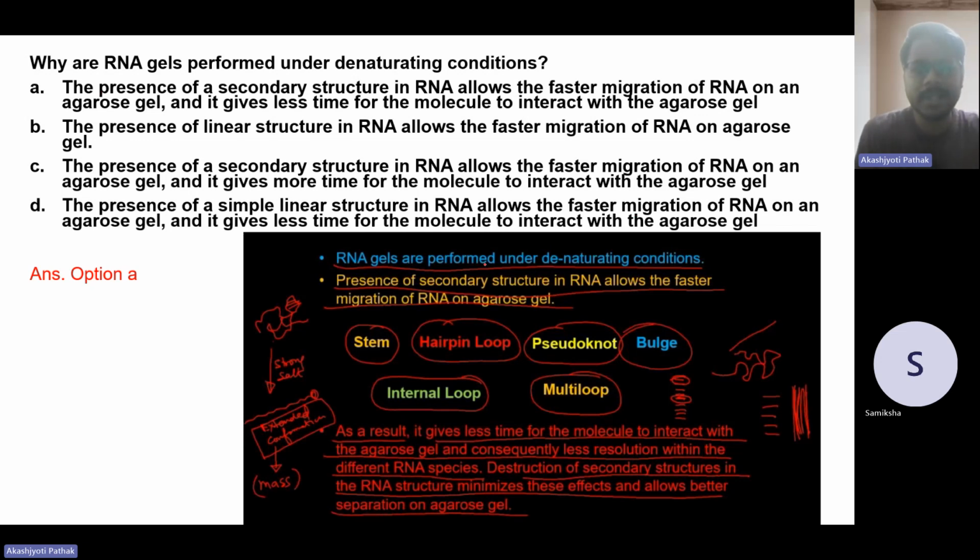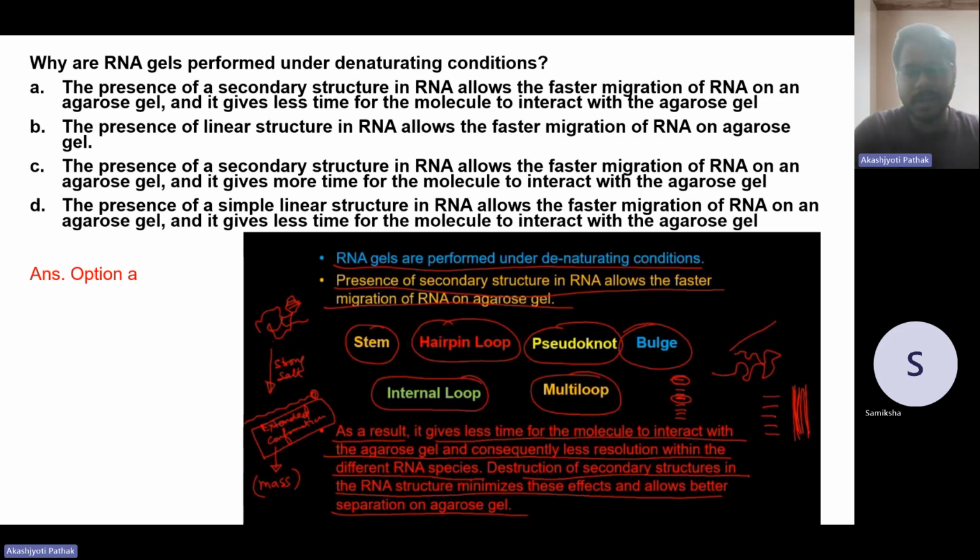So the RNA gels are performed under denaturing conditions because of the presence of secondary structure in RNA. If secondary structures are present in RNA, it will migrate faster, as you have seen in DNA also. If you run a plasmid through an agarose gel, the plasmid has three conformations, right? What are the three conformations present in a plasmid? The supercoiled, the open circular nicked, and the linear DNA.